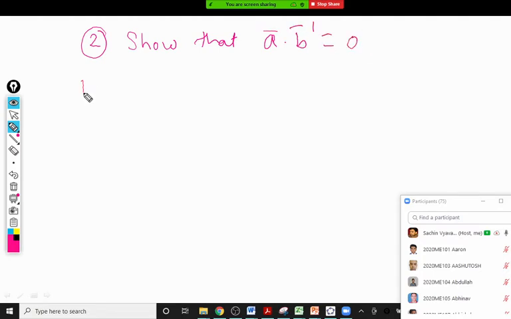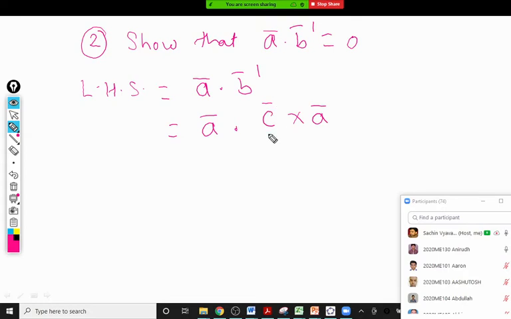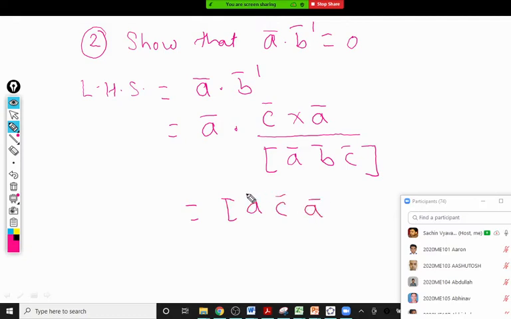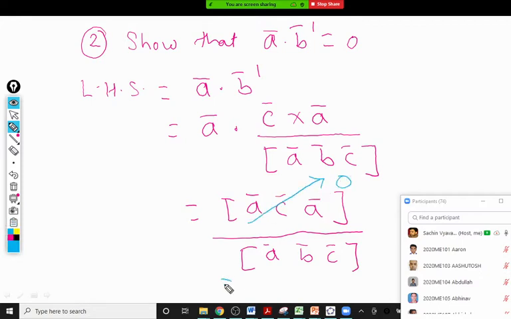Sorry, again LHS. Let me start with the definition of reciprocal system, and the formula for B dash. It is C cross A upon box ABC, not A cross C, the cyclic order. Don't change the order in the cross product. So C cross A, and now you will observe the numerator is the box of ACA, and the box of ACA is 0. Correct, and the answer is 0.